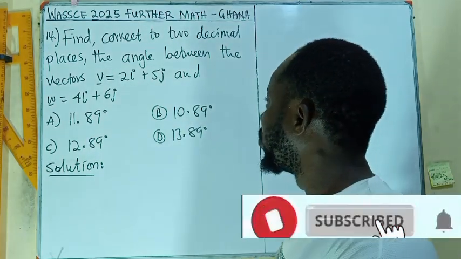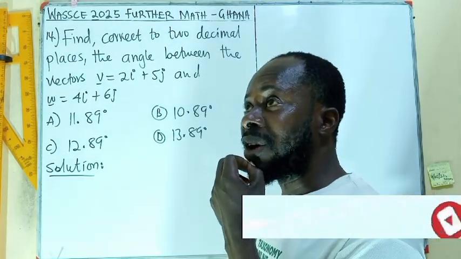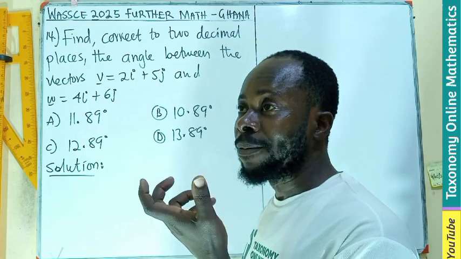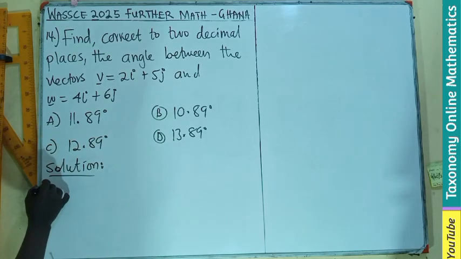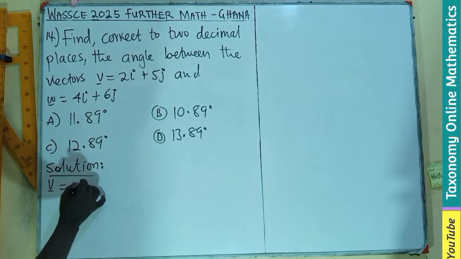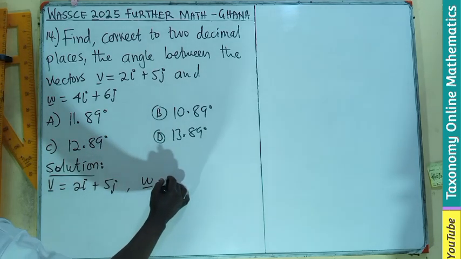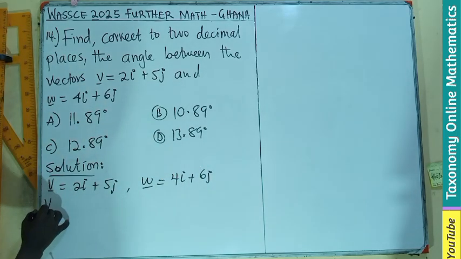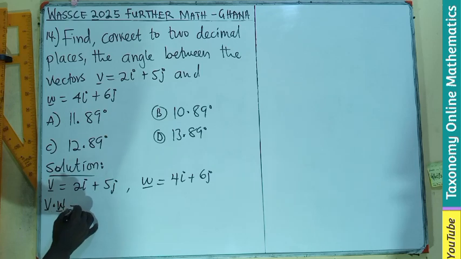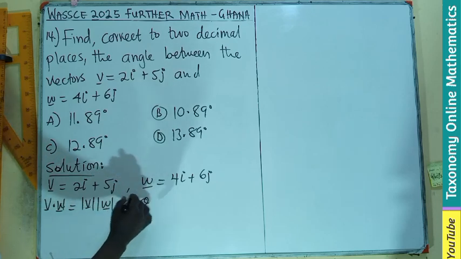We have to find, correct to two decimal places, the angle between the vectors v and w. If we are looking for the angle between two vectors, let me first quote the vector v, which is 2i plus 5j, then that of w as 4i plus 6j. Remember, the dot product of the two vectors will be equal to the magnitude of the first vector times the magnitude of the second vector times the cos of the angle between them.